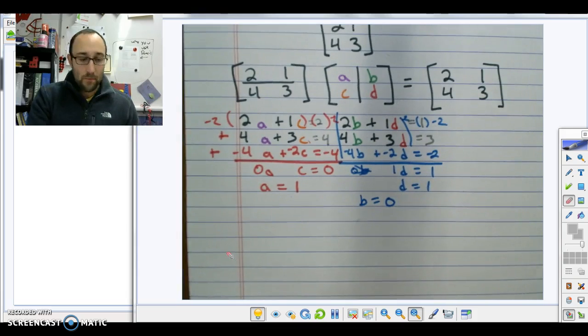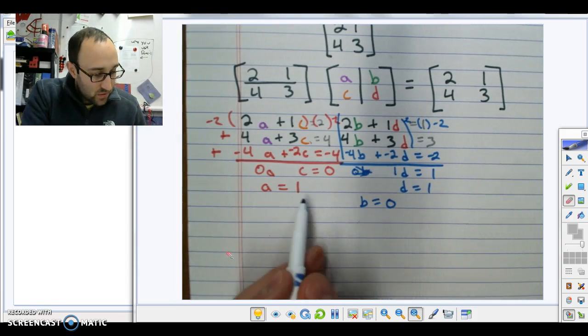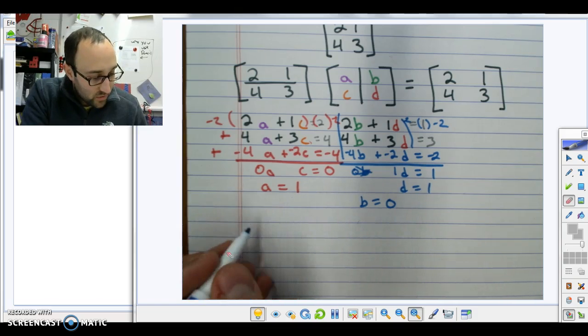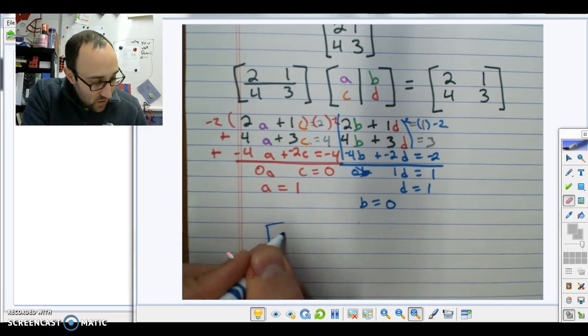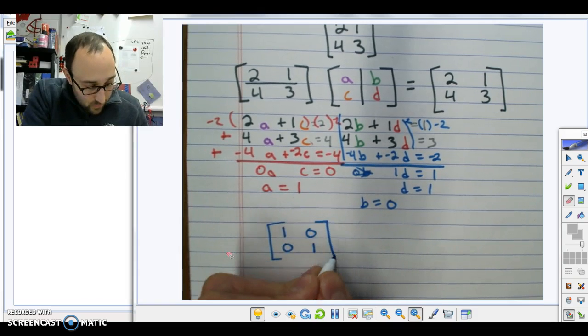And now I've got my matrix. A is 1, B is 0, C is 0, D is 1. So the identity matrix that we have is 1, 0, 0, 1.